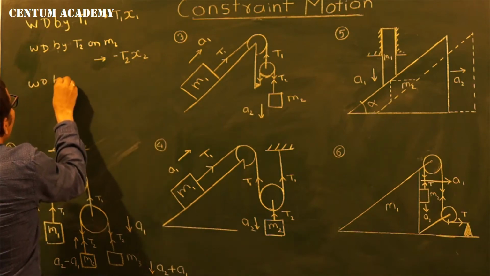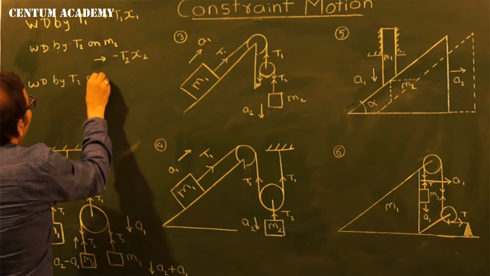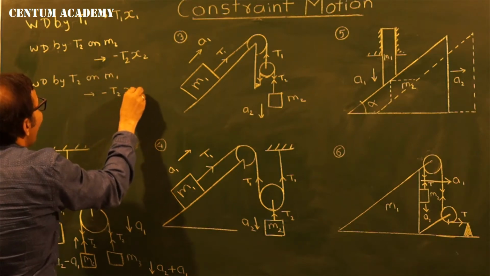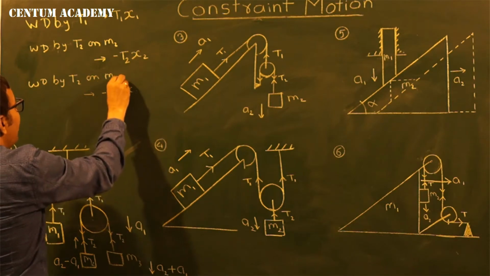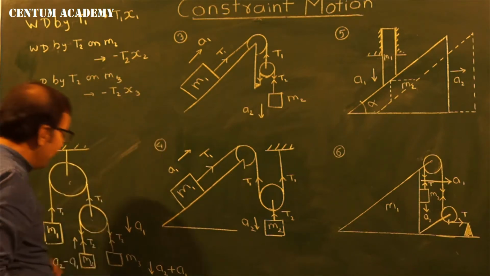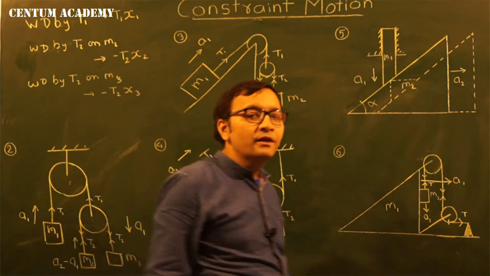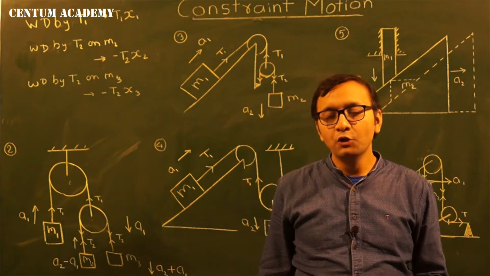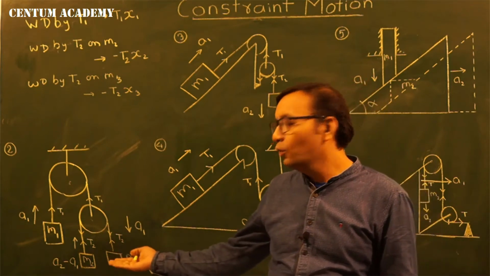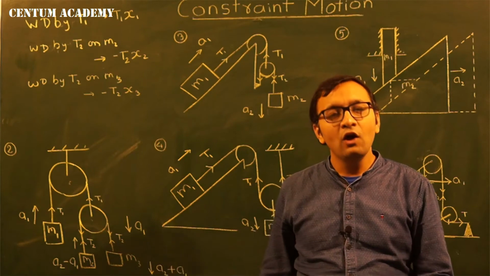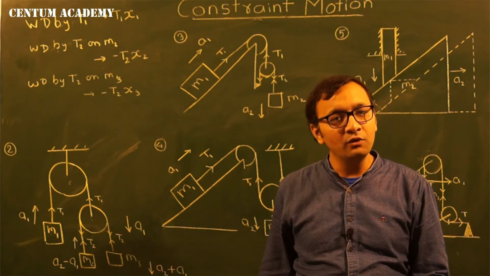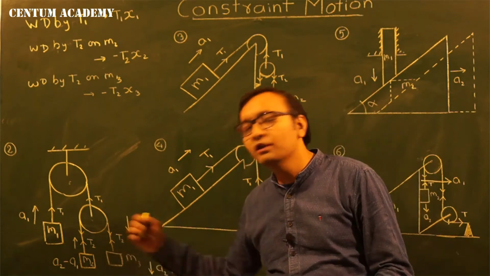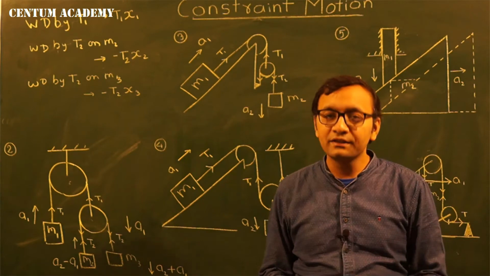And work done by T2 on M1 is minus T2 into x1, on M3 is T2 into x3. I have assumed that both M2 and M3 are going down by x2 and x3 distance respectively. You can also assume that they are going up by x2 or x3, or one is moving up and the other is going down. That won't change your final answer. Right now I have assumed that both are going down by x2 and x3 respectively.